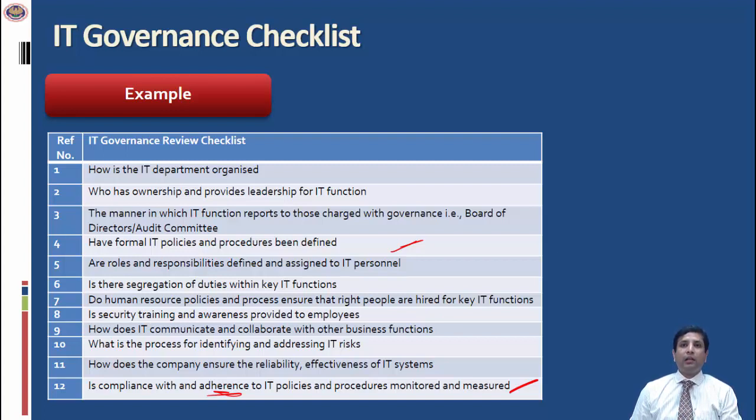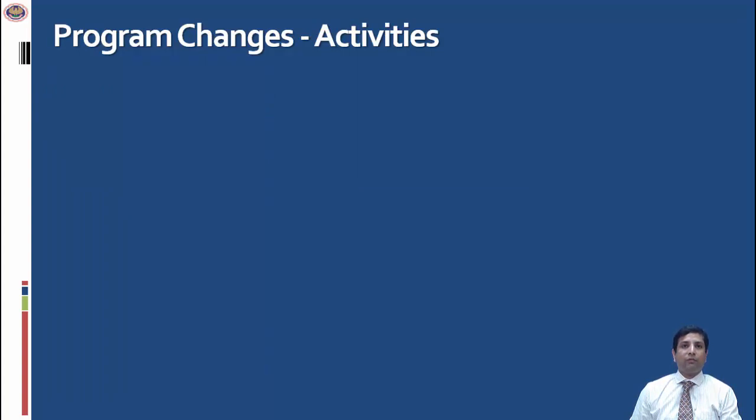Now let us see each individual domain of GITCs. We will start by looking at the activities within program changes. Program changes are basically the changes that are made to an ERP system. From time to time, certain changes have to be put into the system because there is an error in the program. There could be a new requirement which has come up, or a new report has been developed.